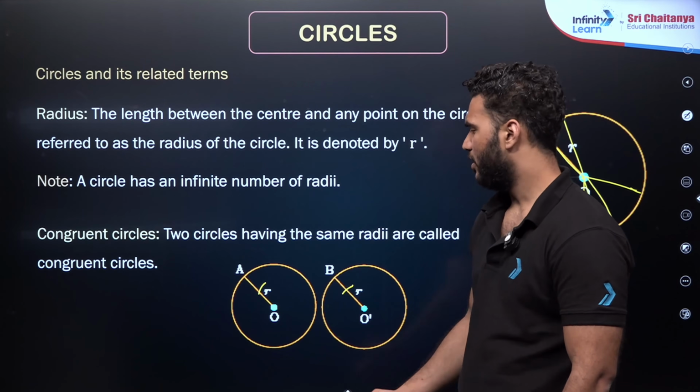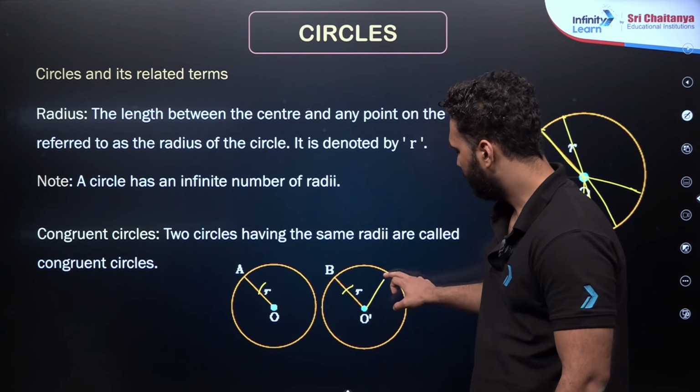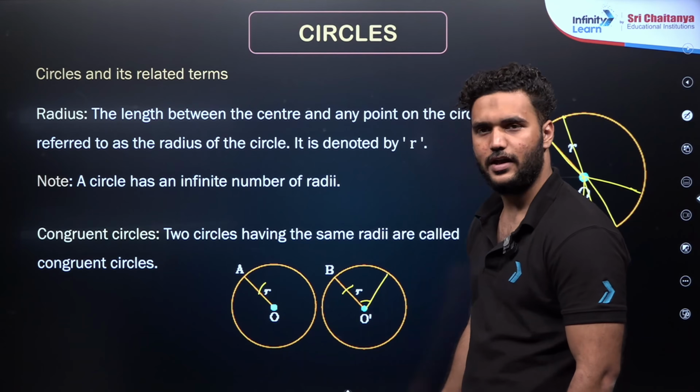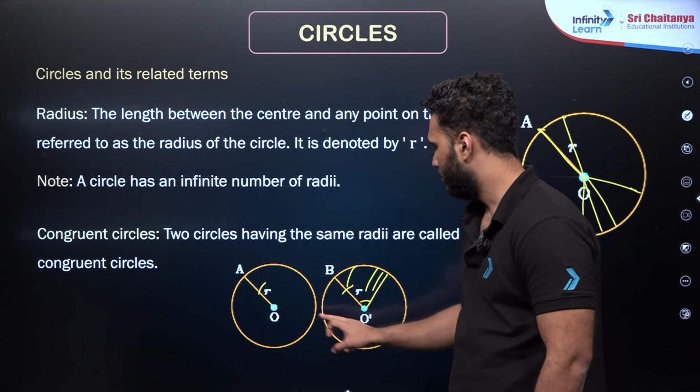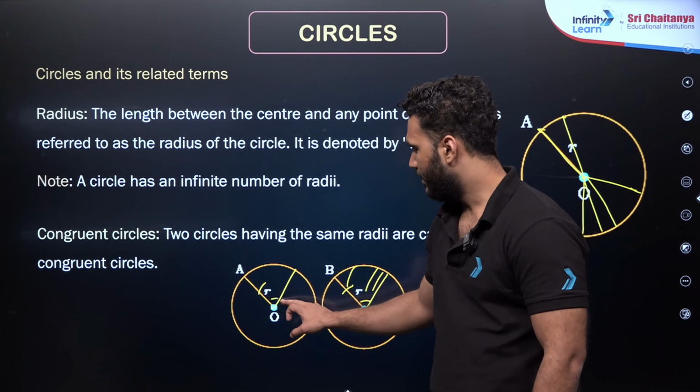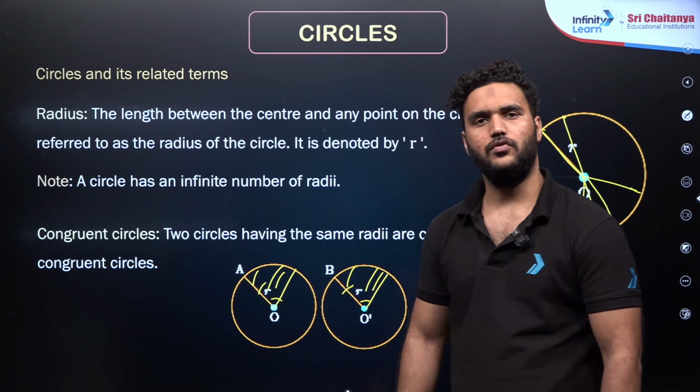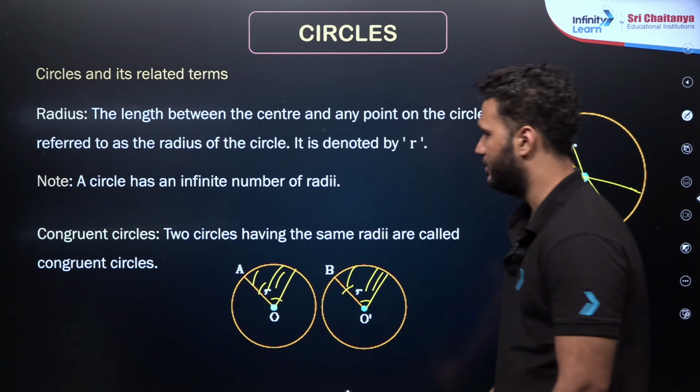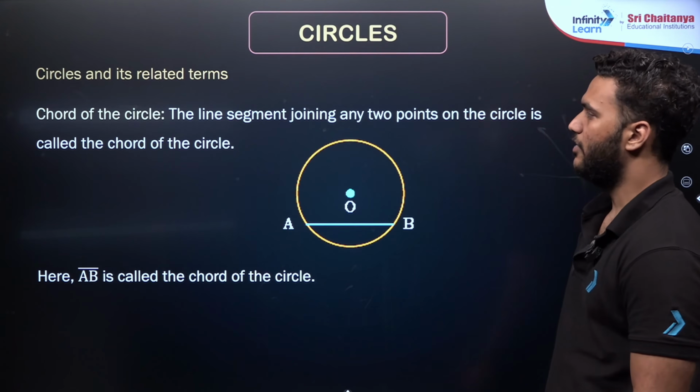And what properties am I talking about? Like if you make, let's say, a 60-degree angle here, then the area of this section, and if you make a 60-degree angle here, then the area of this section will be equal. Okay, that's it.